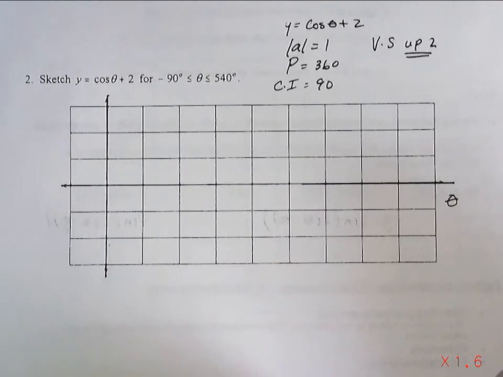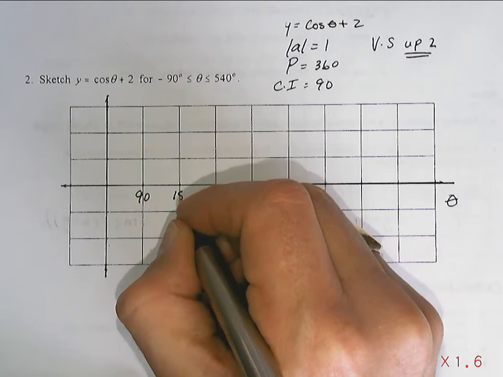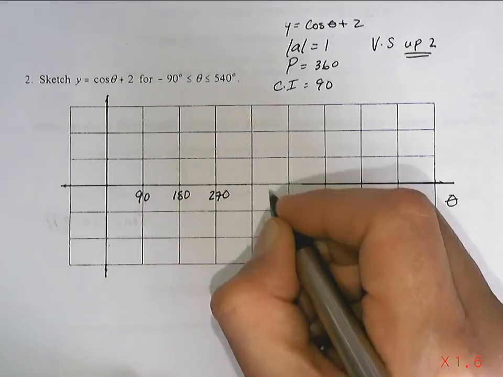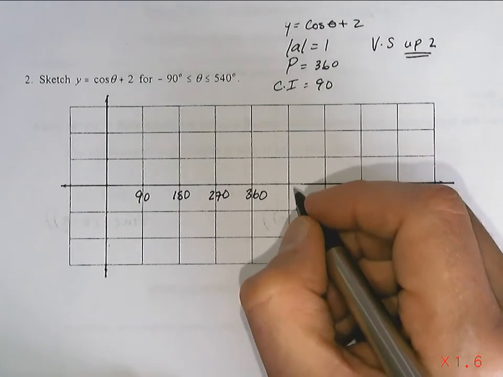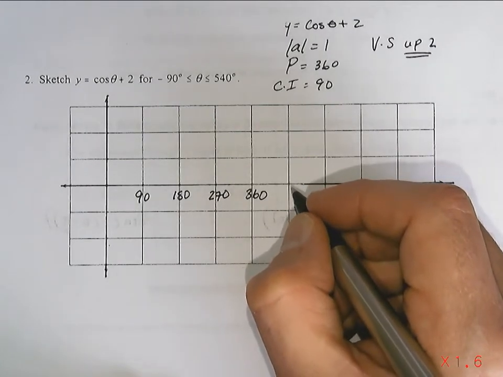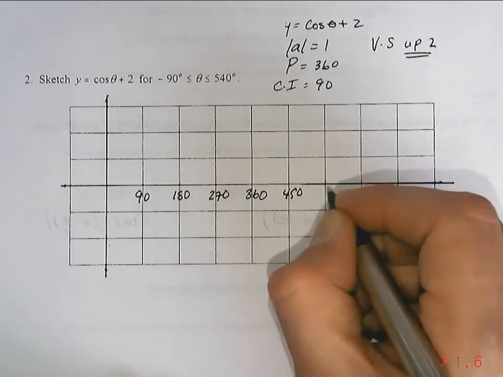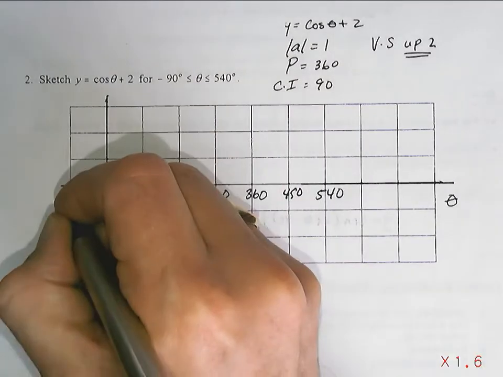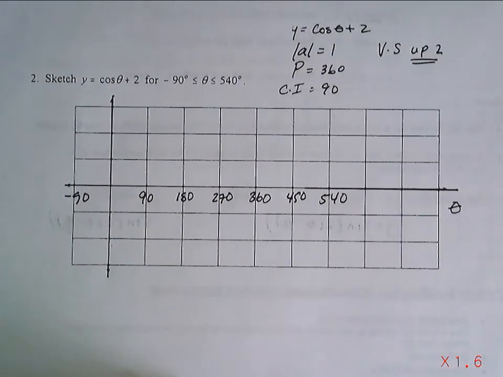Now, what do I have? I need to go up by 90. 180, 270, 360. Another 90 would be 450. Is that right? And then 540 and negative 90. So that's my scale. That's what I have to be able to see.